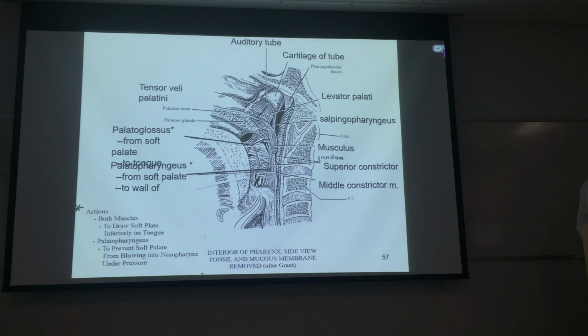Yes. When you cover the levator veli palatini with mucosa, is it called the torus levatorius? For my purposes, no. What you're covering is truly part of the auditory tube, but I'm just going to leave that one alone for now.